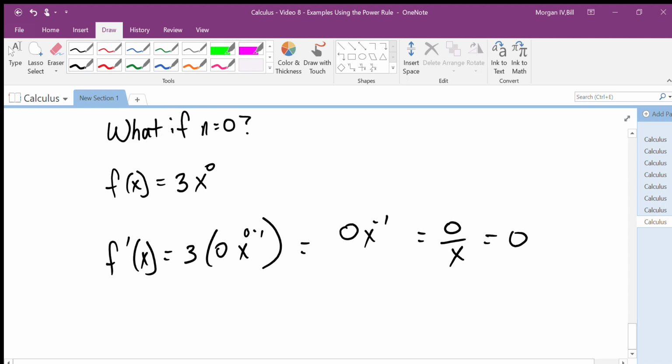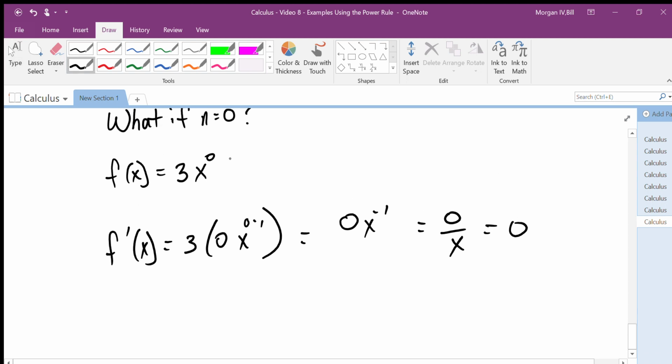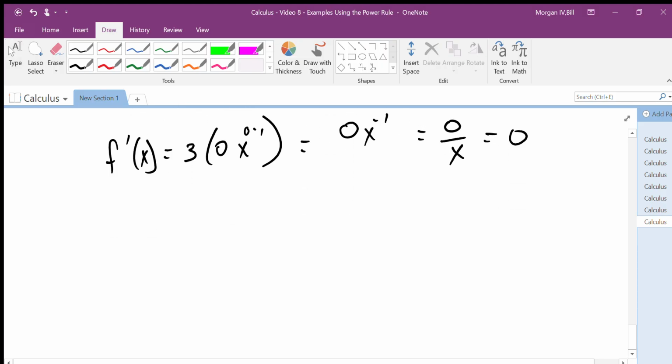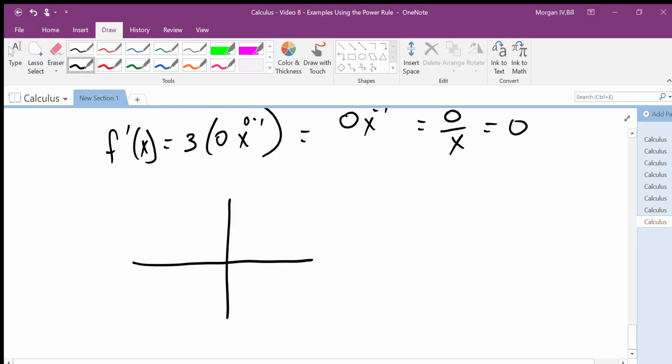Instead, think about it like this. We don't really think 3x to the 0, because x to the 0 is just 1, so we just really think of that as 3. What is the derivative of 3? What is the slope of the tangent line for the function f of x equals 3? And instead of f of x equals 3, think about y equals 3. F of x equals 3, y equals 3, same thing.